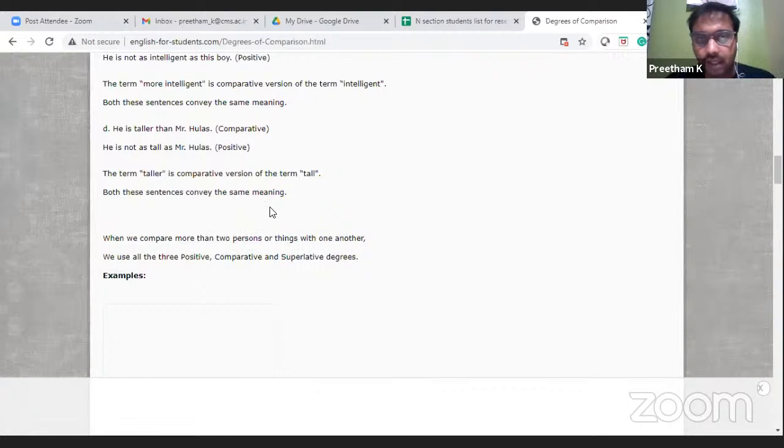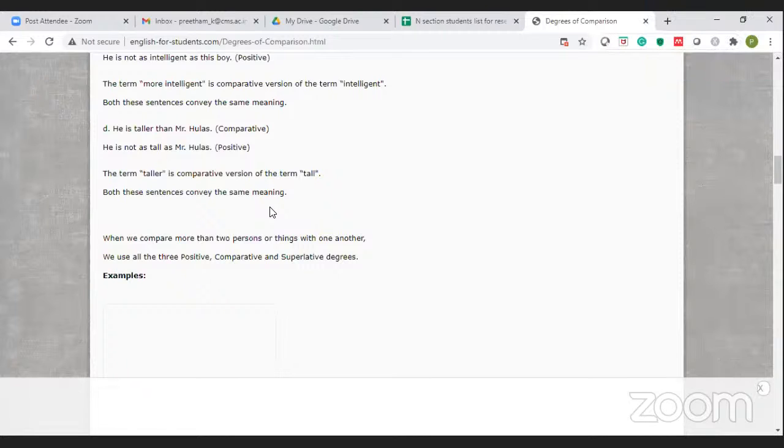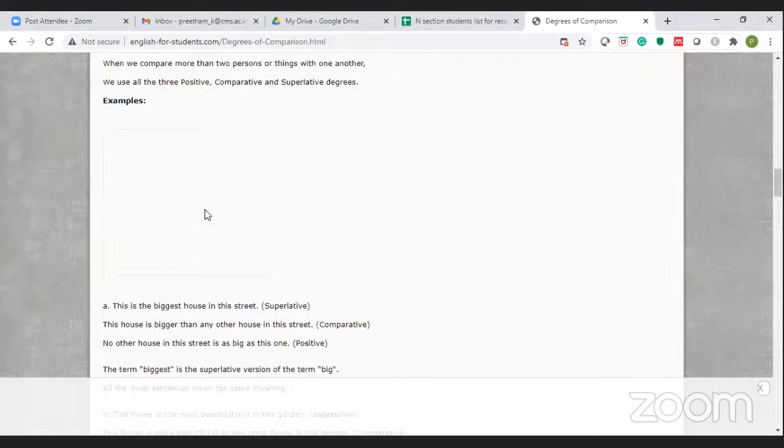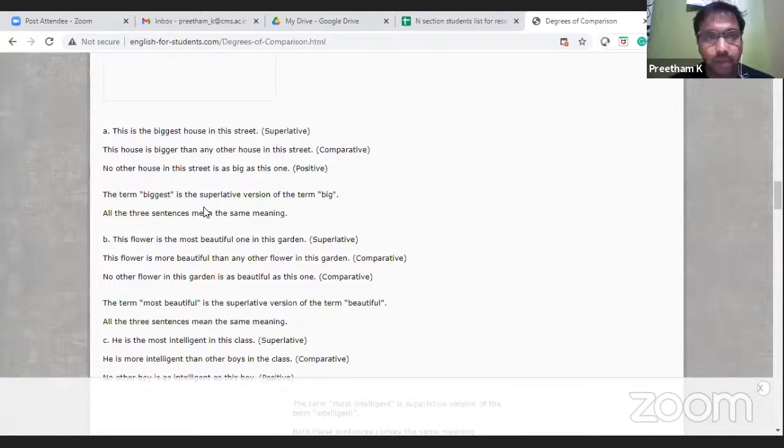So the basic understanding that you should take into consideration is positive degree when only one particular noun is highlighted, and comparative degree when one noun is compared with that of another specifically. When we compare more than two persons or things with one another, we use all three: positive, comparative, and superlative degrees. This is the biggest house in the street. I gave you that example. That is superlative because one house is compared with other houses. That is more than two houses in the street. That is superlative, meaning more than two.